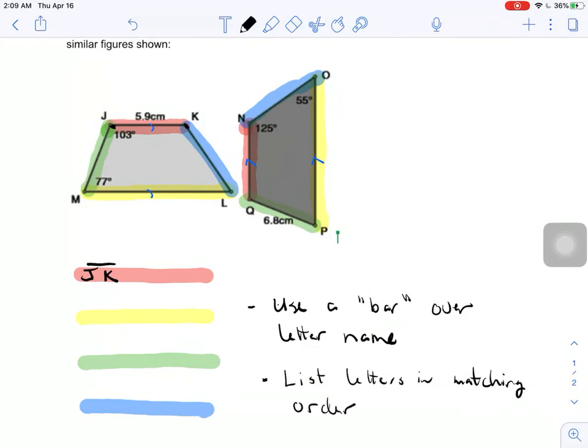Matching order. So list letters in matching order. So here's what I mean by that.